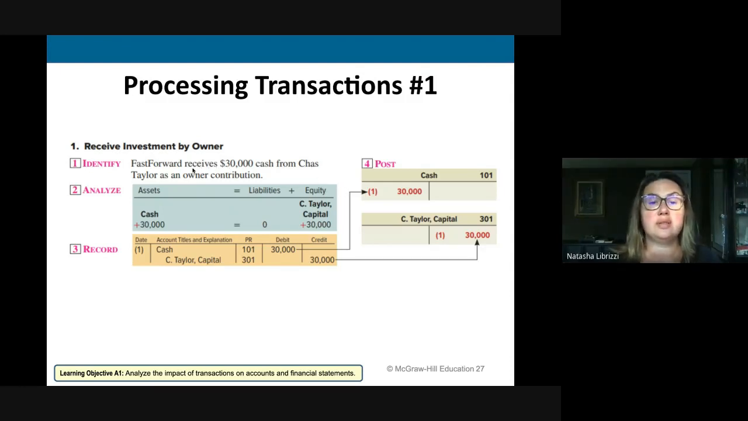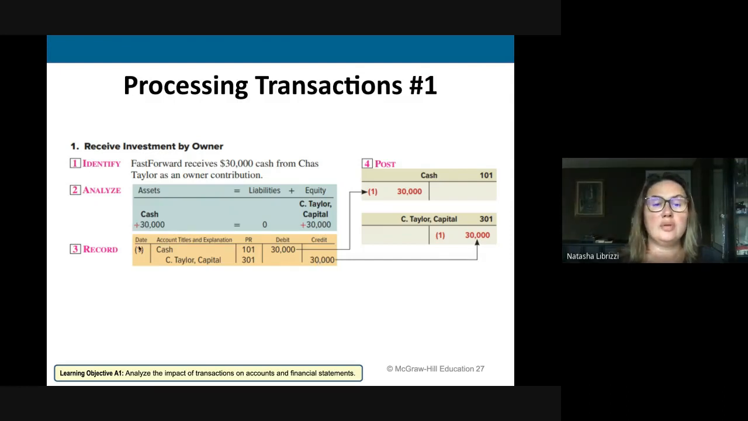We start out with Fastforward receiving 30,000 cash from Chase Taylor as an owner contribution. So as far as the business is concerned, cash went up by 30,000 and Taylor Capital went up by 30,000. In accounting, when the accounting equation is used to analyze it, the actual journal entry would be recorded as a debit to cash, cash increased 30,000, credit Taylor Capital, credit 30,000. Debits are listed first, credits listed second, and debits equal credits after each transaction.